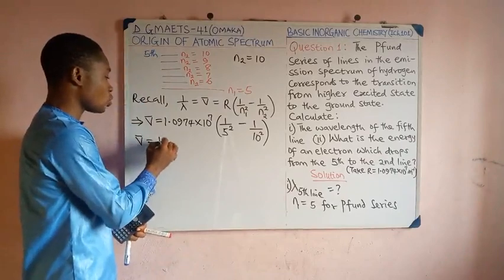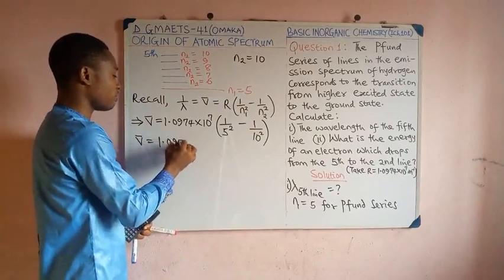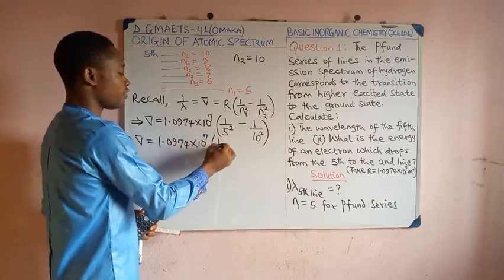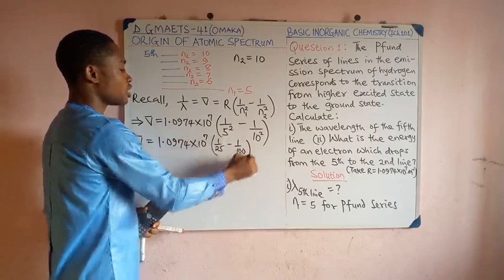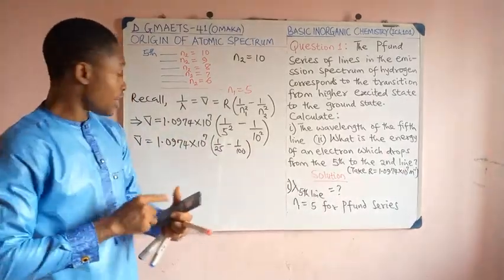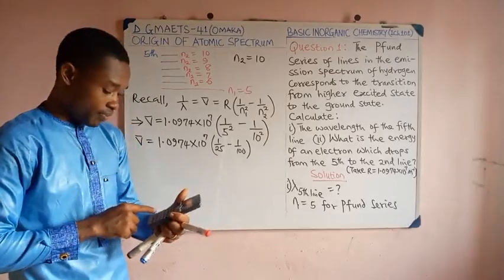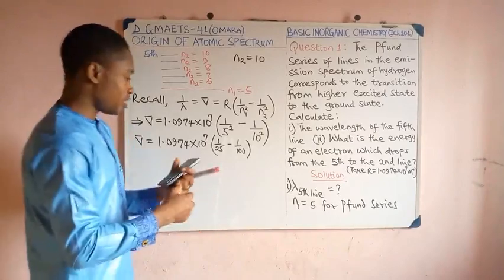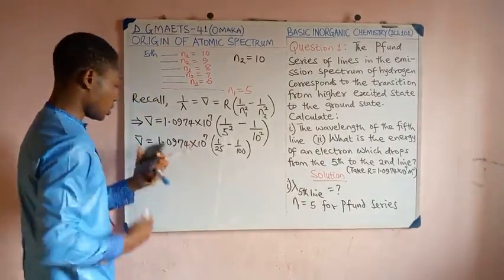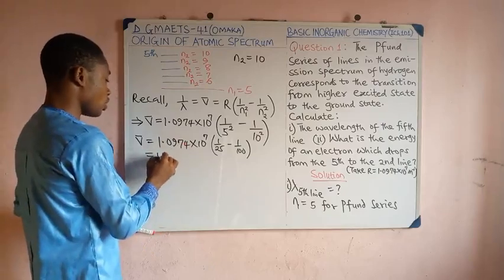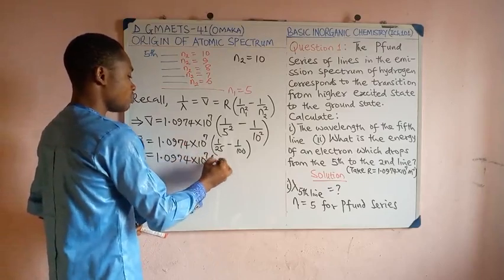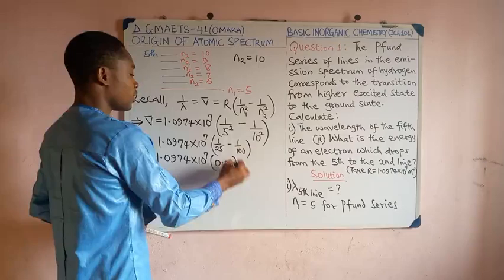The v bar value is 1.0974 times 10 raised to power 7, and then that is 1 over 25 minus 1 over 100. So we're going to press that straight ahead from the calculator and see. From here, it's giving me 0.03. So this is equal to 1.0974 times 10 raised to power 7, then multiplied by 0.03. Is that okay?